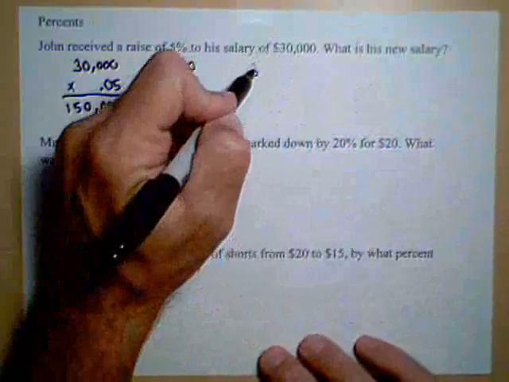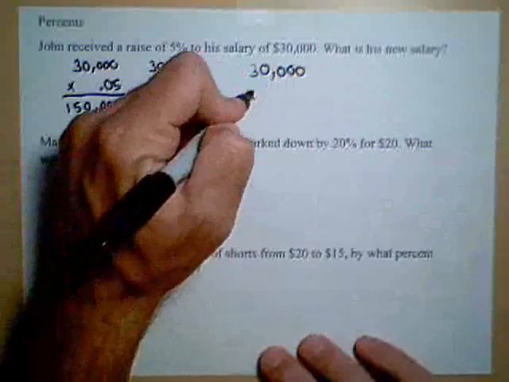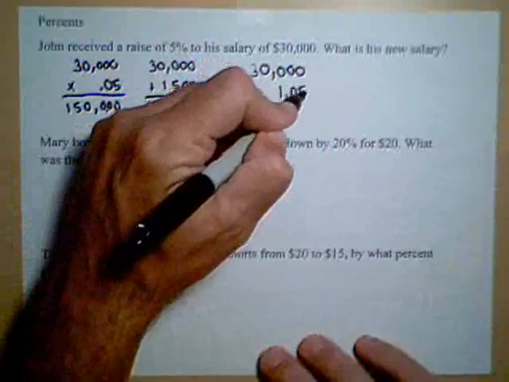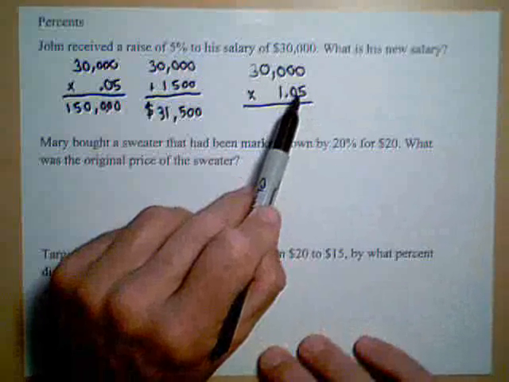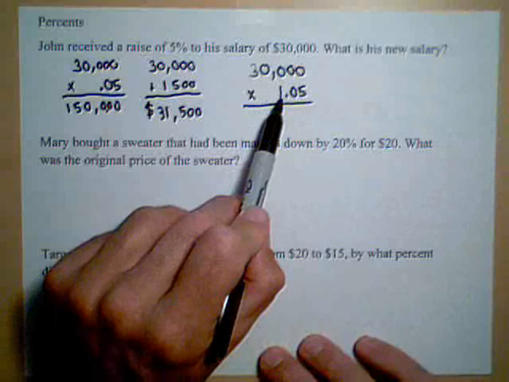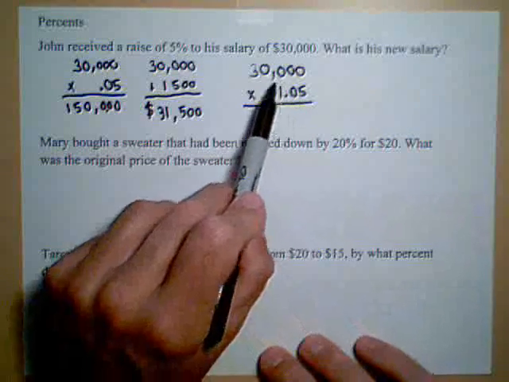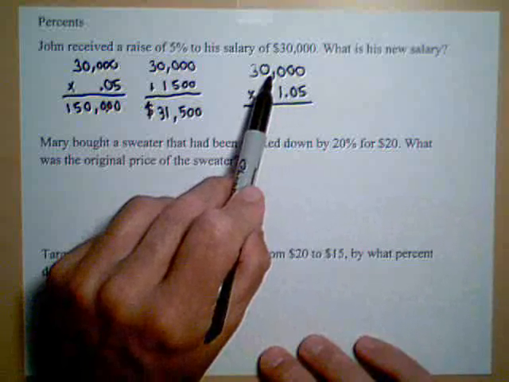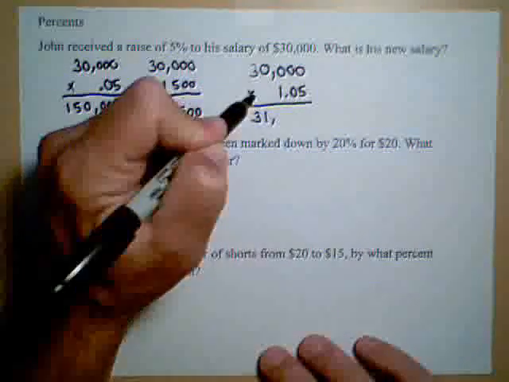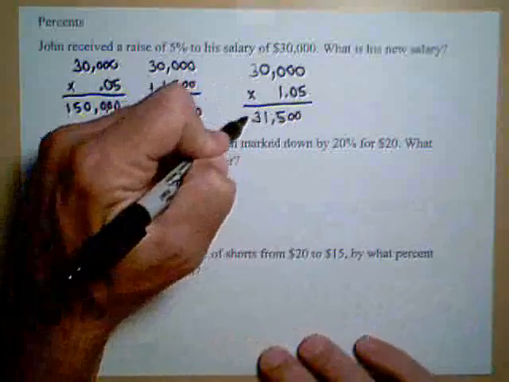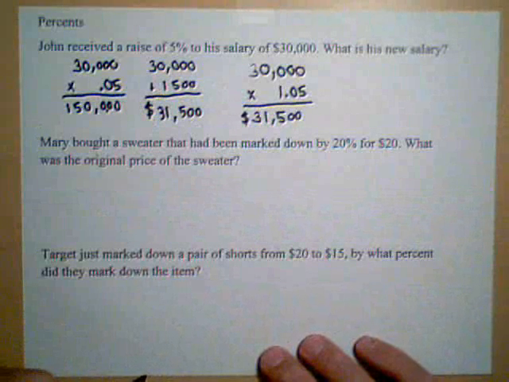So to skip that two-step process, we take the 30,000 and multiply it by 1.05. Why 1.05? Well, the 0.05 represents the 5% raise, and the 1 represents the 100% of his original salary. So we're going to find 105% of his original salary. If you do this multiplication, you'll see that you get the same answer we had before, 31,500, and there's John's new salary.